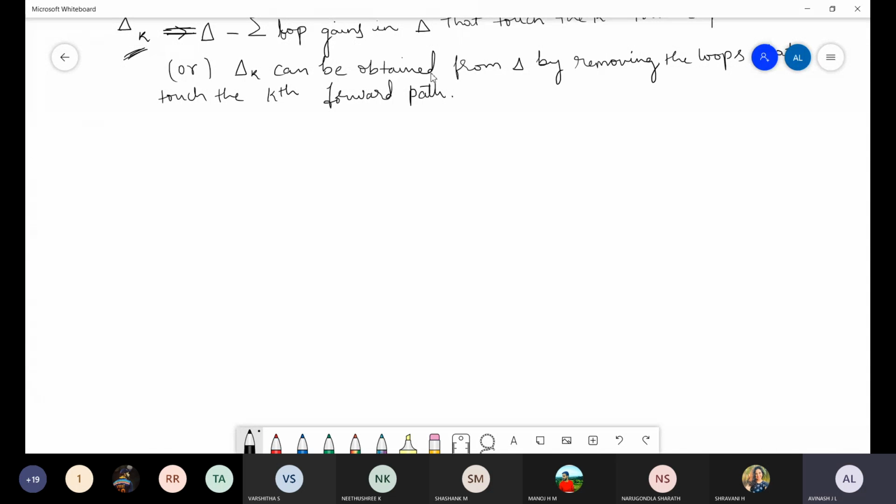Okay, write down. First numerical we will take. Find the transfer function C of S divided by R of S for the signal flow graph shown below.